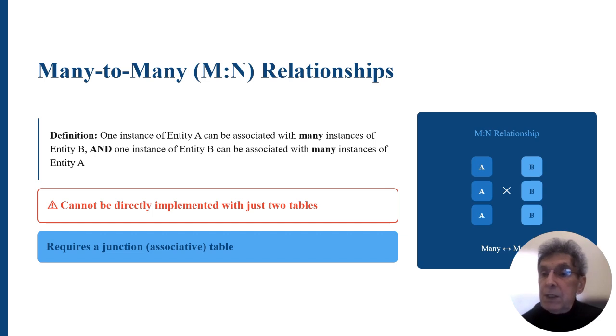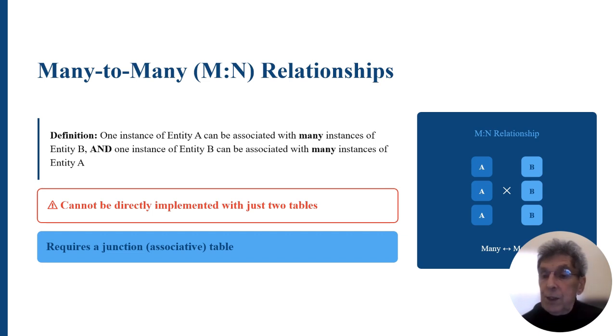Now for the most complex of the three, the many-to-many relationships. In a many-to-many relationship, one instance of entity A can relate to many instances of entity B, and one instance of entity B can relate to many instances of entity A. It goes both ways. One patient can see many providers, their primary care physician, a cardiologist, a physical therapist, a surgeon, and one provider can treat many patients. Dr. Smith might have thousands of patients in her panel. Both directions are many. That's many-to-many.